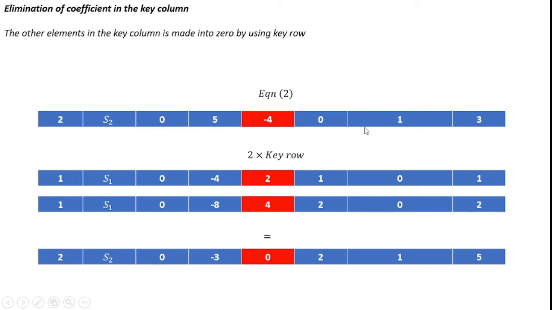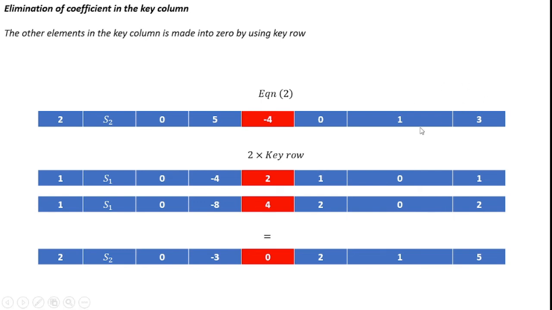Here also I can perform the same procedure. For example, in the key row, for minus 4 I consider, in equation 2 there is 5 available, and in the key row there is minus 4 available. According to our equation framing, I multiply this key row value into 2, so minus 4 into 2, I got minus 8. After that 5 plus minus 8, I can get minus 3. Likewise the same rule I follow for solving the other elements that are available with the equation 2 row.